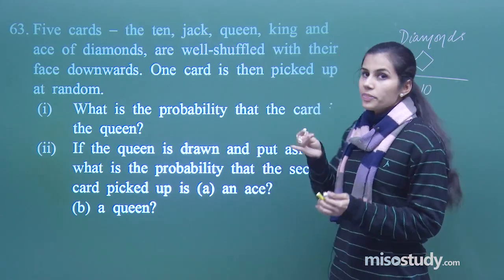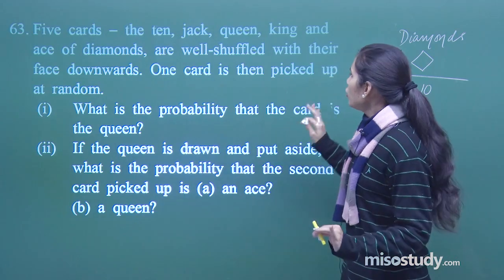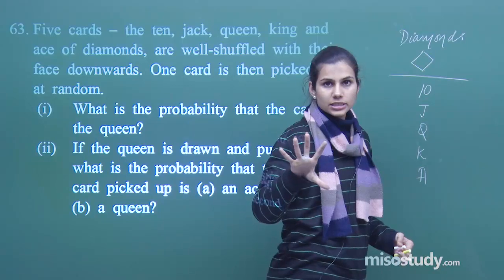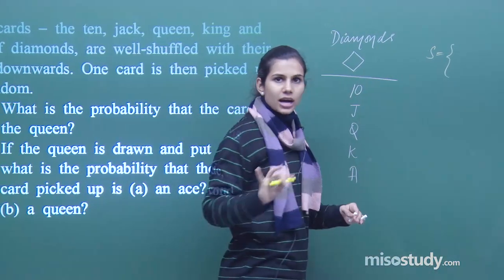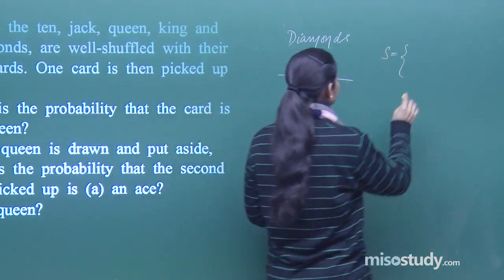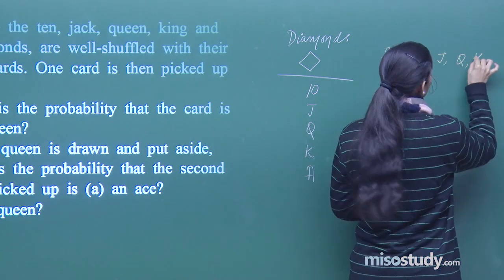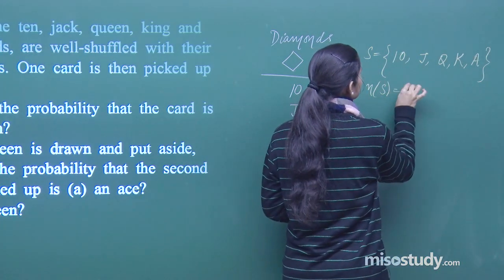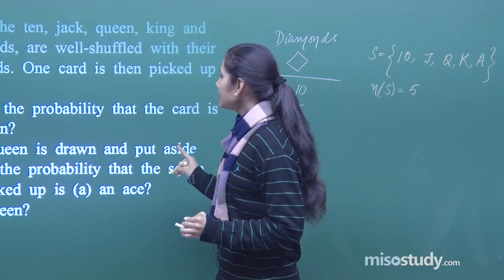They are well shuffled with their face downwards. That means you are not able to see which card holds which symbol. One card is picked up at random from this well shuffled deck of 5 cards. So what is your sample space? Your sample space is, if these are your 5 cards and you are picking up one card from these 5 cards, then either you can get the 10 of diamonds or jack of diamonds or queen of diamonds or king of diamonds or ace of diamonds. So total number of members in the sample space is 5. Easy enough?